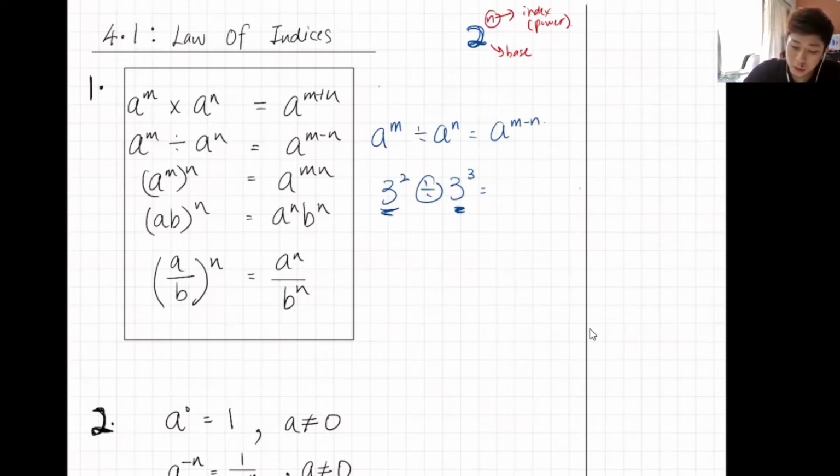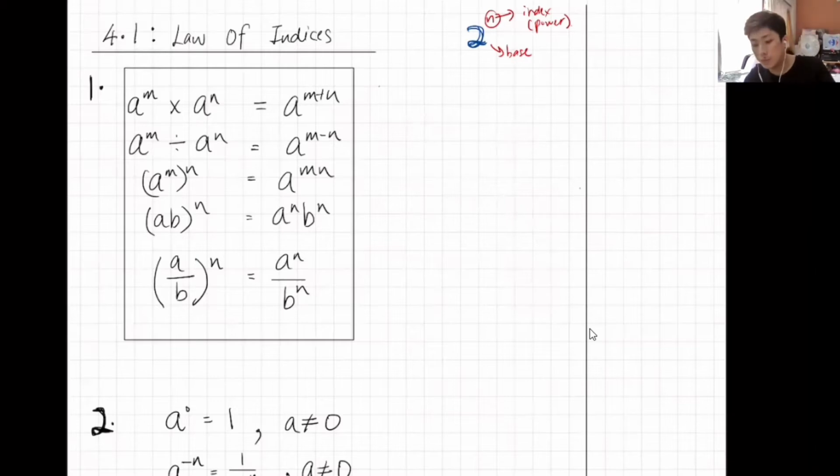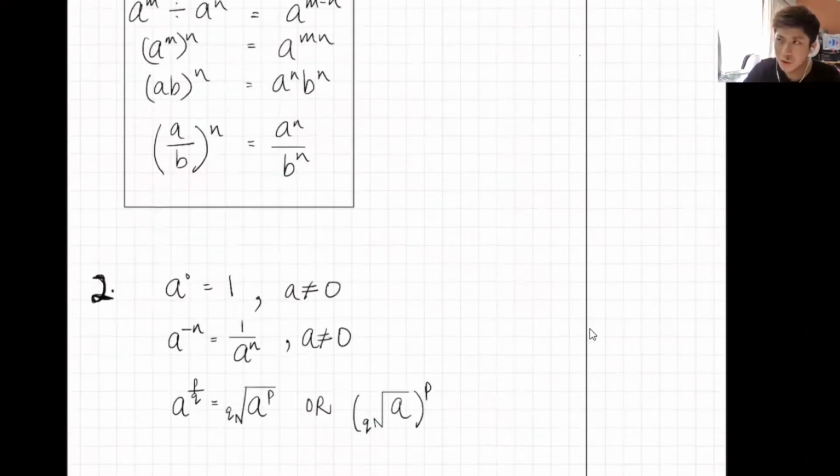Okay, so it's just 3 to the power of 2 minus 3, which equals 3 to the power of negative 1. I'll teach you how to convert 3 to the power of -1 into 1 over 3 later on. Right, this is the second law. More complicated questions I'll go through later on. I've included questions of different difficulties.